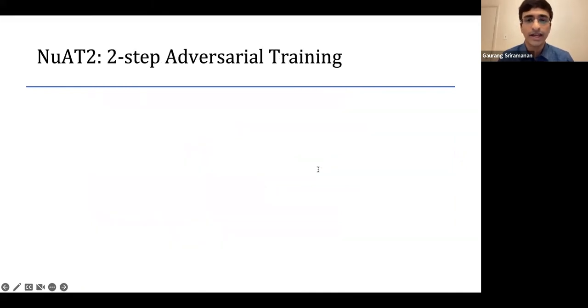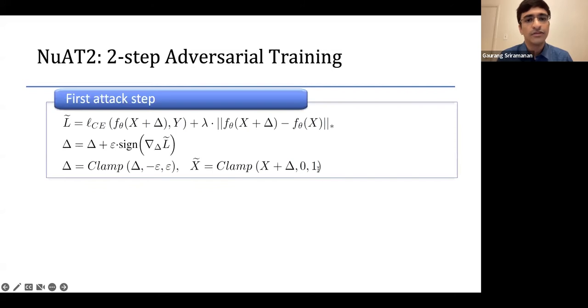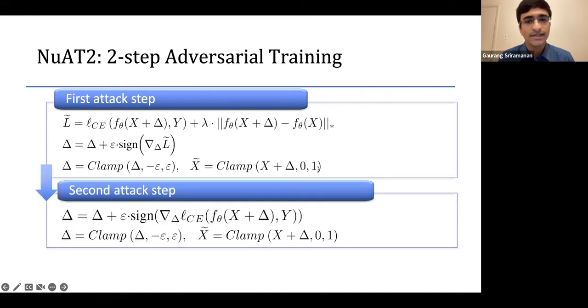I'll also present a variant called NuAT2, where we use 2 steps for attack generation. In the first step, we maximize the nuclear norm regularizer-based loss, similar to the single-step attack. Whereas in the second step, we use only the cross-entropy loss, which corresponds to setting the value of lambda to 0 in the same attack.